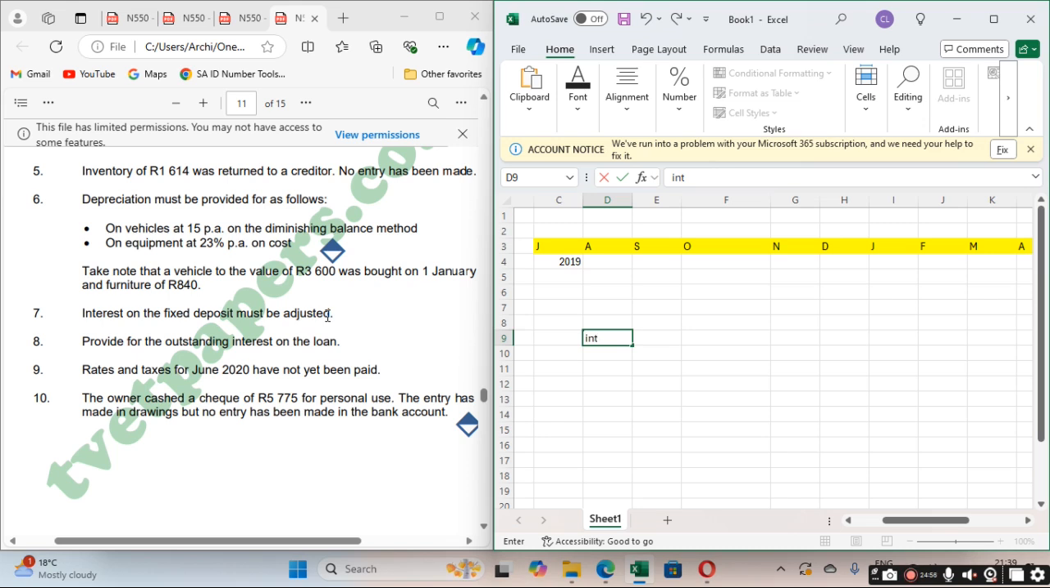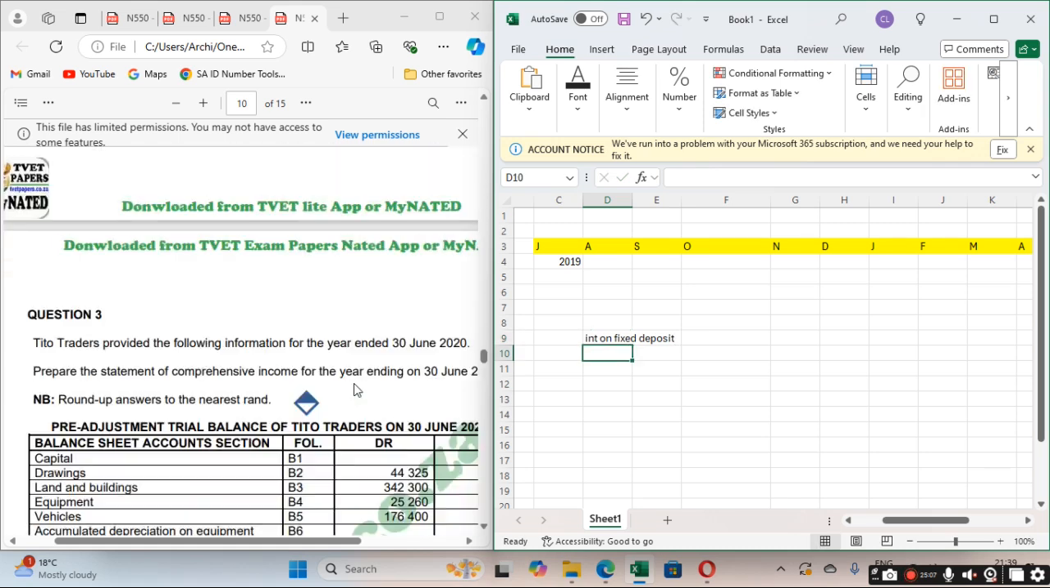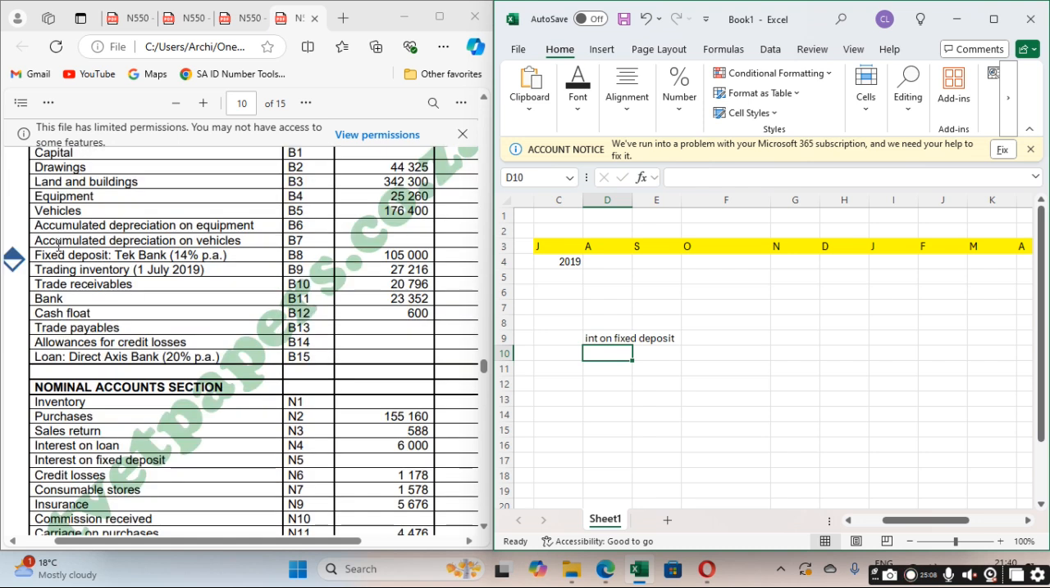Interest on fixed deposit. Going to our fixed deposit, you're going to see what's happening with it. So here's our fixed deposit at Tech Bank, 14% per annum. So we're simply going to say what? 14% multiplied by 105. 1, 2, 3.